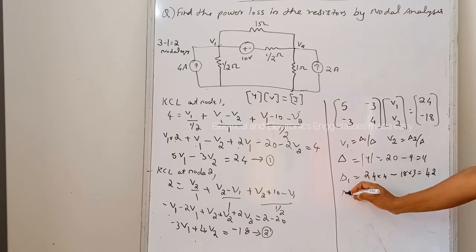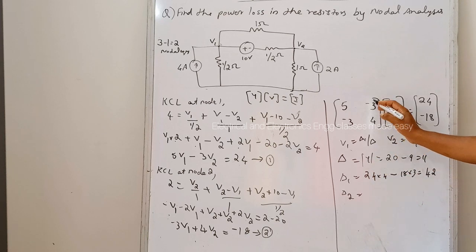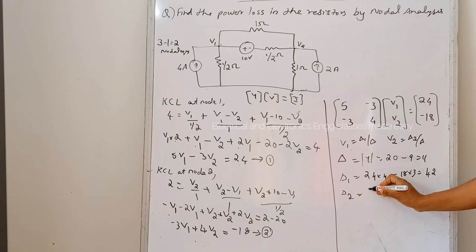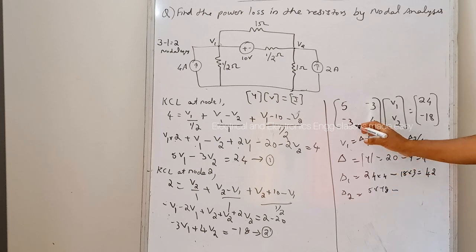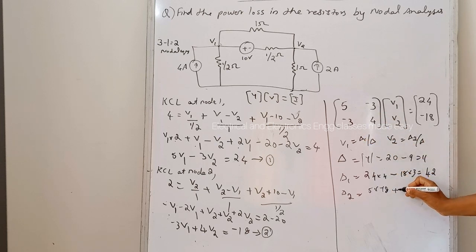Then delta 2 is obtained by replacing the second column elements with the current matrix. So we get 5 into minus 18, minus minus 3 into 24, that is equal to minus 18. So these two are the values. Then we can find V1 and V2.